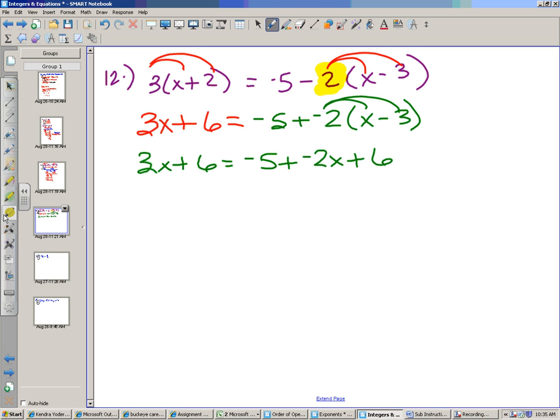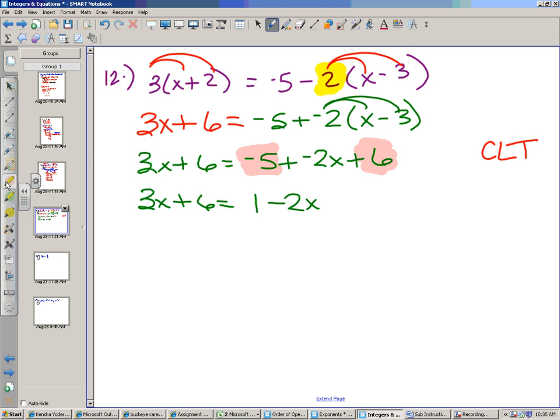Now, the next thing you're going to need to do is CLT. Does anybody know what CLT is? If you're answering combined like terms, then you're absolutely right. CLT is combined like terms. I'm going to leave my left-hand side alone, but my right-hand side has like terms. Negative 5 and 6 are like terms. And since they are like terms, I'm going to go ahead and combine them to give me 1 minus 2x.